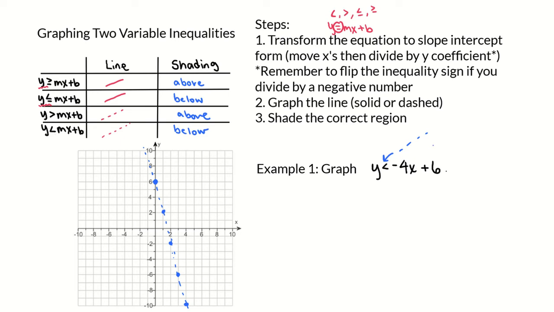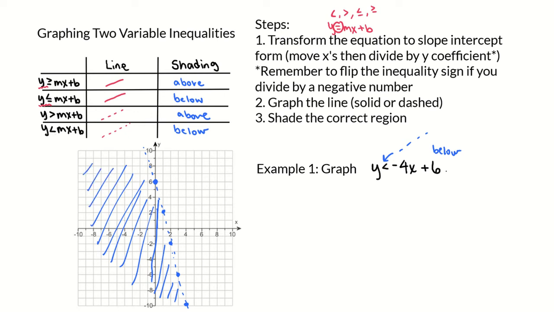And since it's less than, we're going to shade below that line. So if you put your pencil on the line and go down, our shaded area, or our solution area for this example, is everything below the line. So instead of remembering above or below for the shading, we could also choose a point to test. So for example, this point 0, 0. And we would test it in the inequality, so plug in 0 for y and 0 for x. That would give 0 less than 6, which is true. Since it's true, we should have shaded the side that contained 0, 0, which we did.